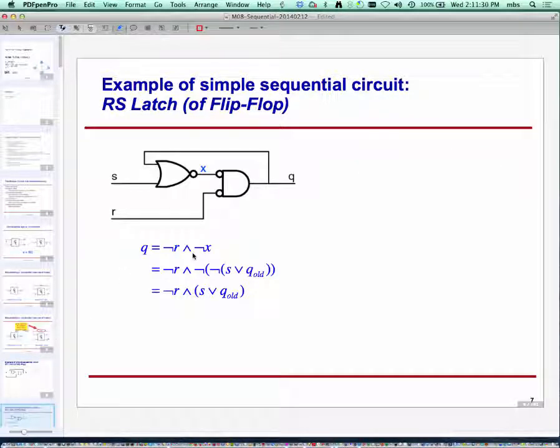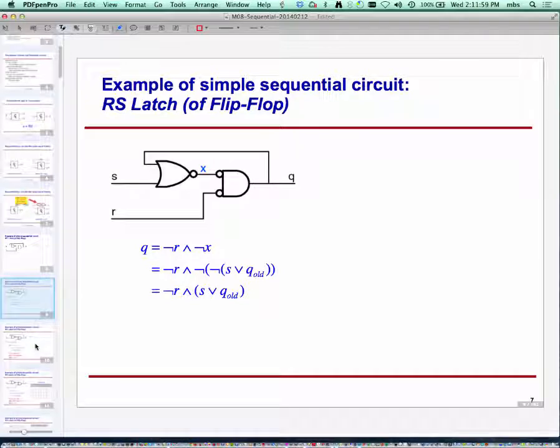If we write the equation for this, Q is equal to not R and not X, where X is this intermediate value. Then I expand X, so not X is not of S or the old value of Q. And I simplify this, I end up with Q is not R and (S or Q old). So that's the equation of this circuit.